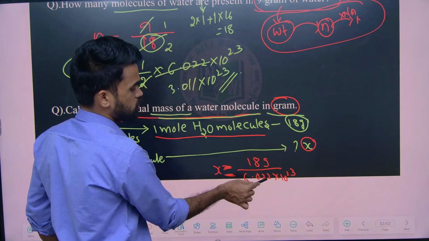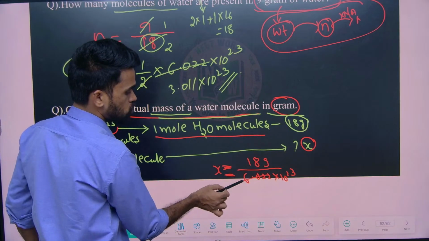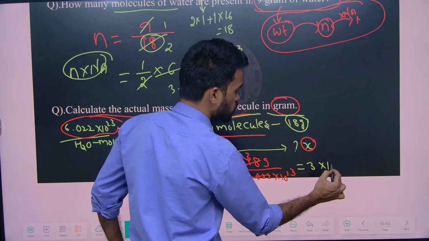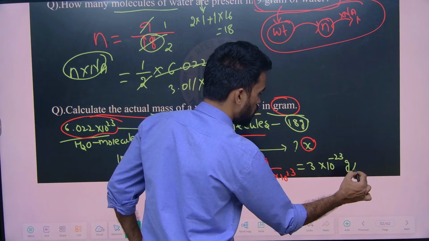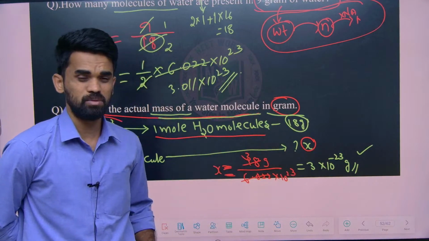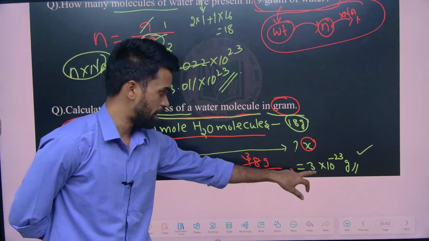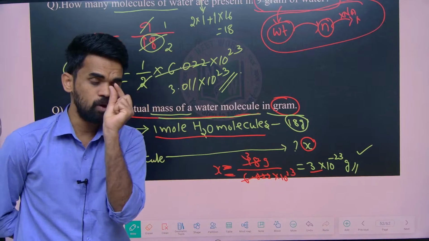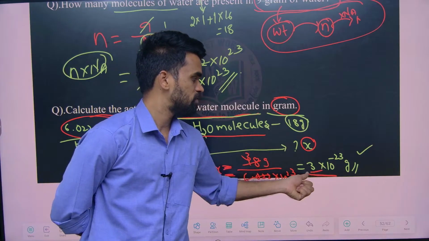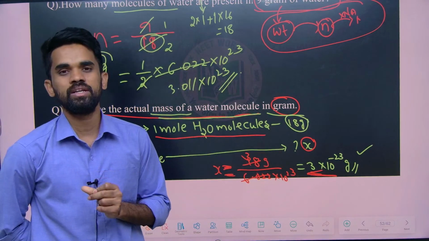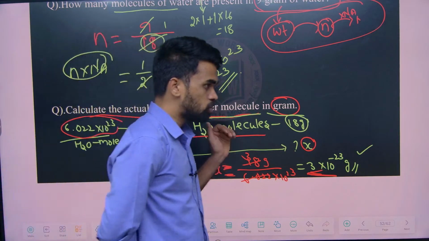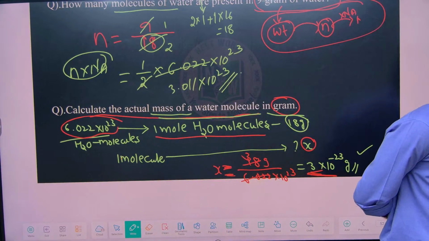Let us consider this as 6 only, for simplification. 6 ones are 6, 6 threes are 18. So what is the total mass we get for 1 molecule? 3 into 10 power minus 23 grams. Very, very small quantity, right? If you take one small molecule of water, its weight will be 3 into 10 power minus 23 grams. It's such a small quantity that we cannot even measure it. So this is the story of mole concept basics.